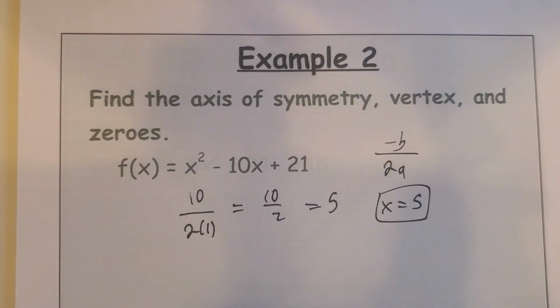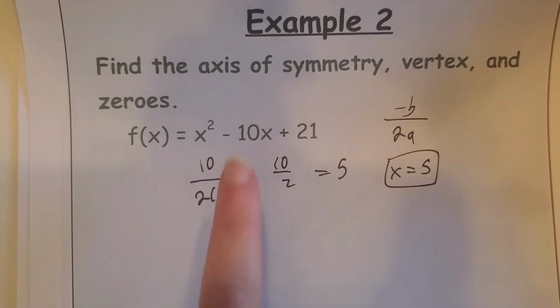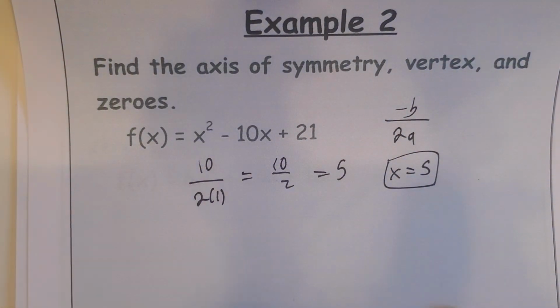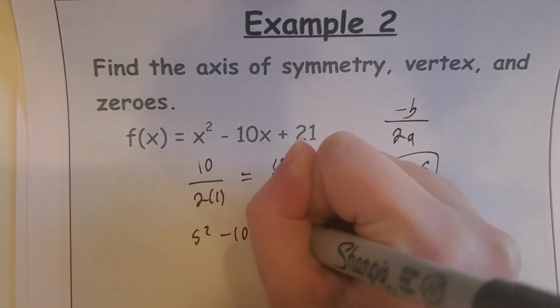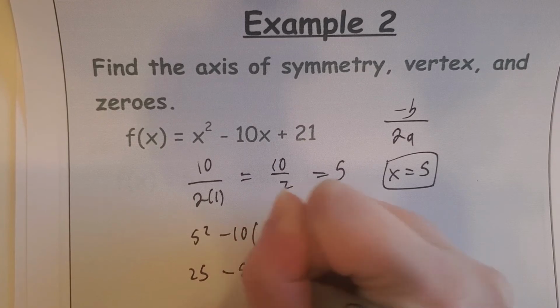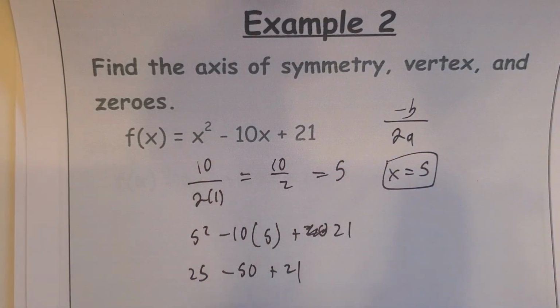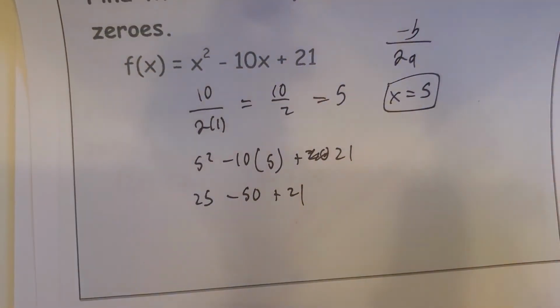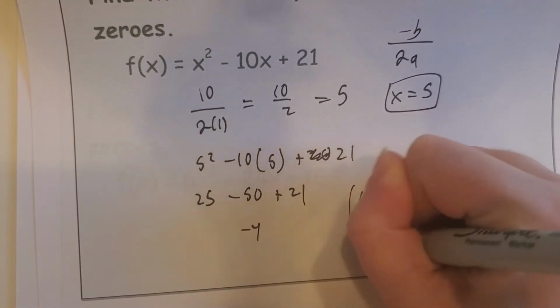It's always a vertical line. It's always x equals. We take that x value, which again is going to be the x value of the vertex, and we're going to plug it in here. All right, so 5 squared minus 10 times 5 plus 21. This is 25 minus 50. Ooh, this should be 21, sorry. So this gets you negative 25 plus 21 is negative 4. So the vertex is (5, negative 4).